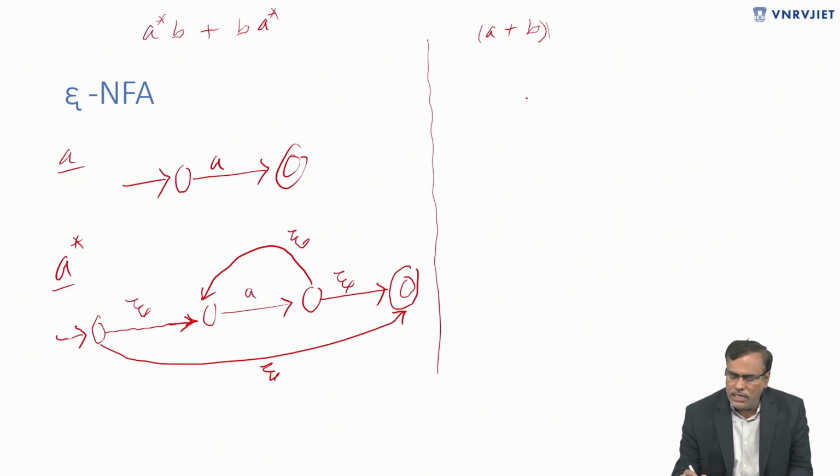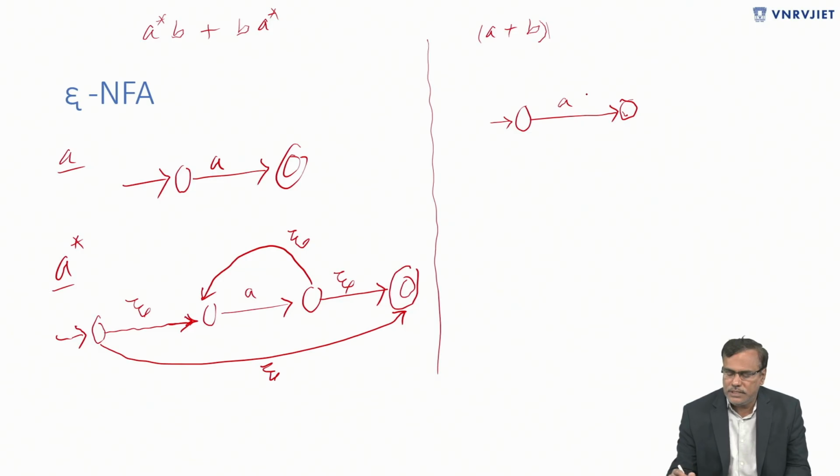You already know how to construct the NFA for A. For A it is this. This is the start state and this is the final state. Anyhow, it is going to change, so I'm not going to draw the double circle. This is A, with a start state and a final state. In a similar fashion, for B, how can you write it? This is the start state.